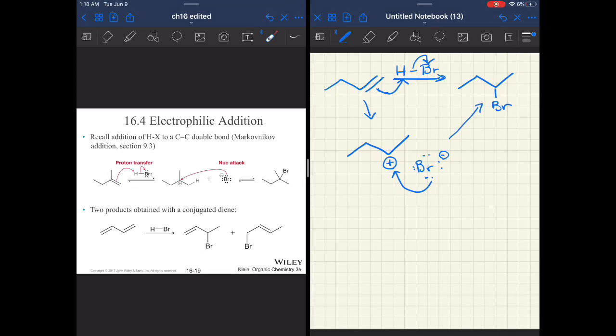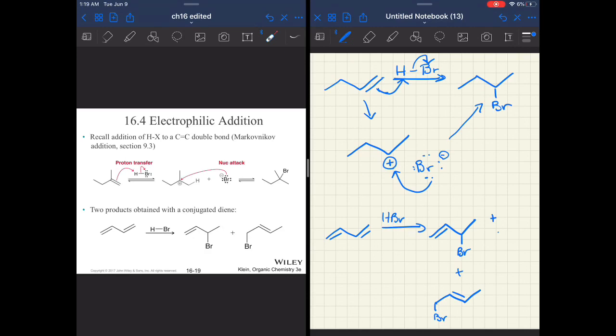Now, when we look at a conjugated double bond like butadiene, we get one expected product. We do get HBr adding across a double bond in a Markovnikov fashion, but we also get, and let me draw it down here, this product where it appears that the double bond is shifted and the bromine is on the end.